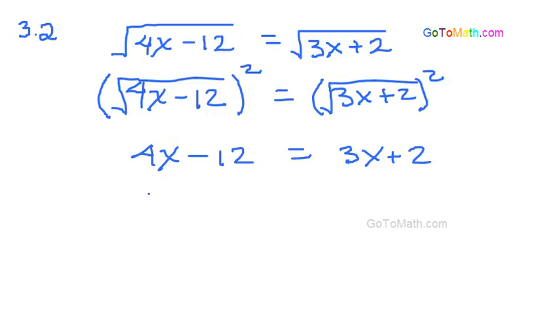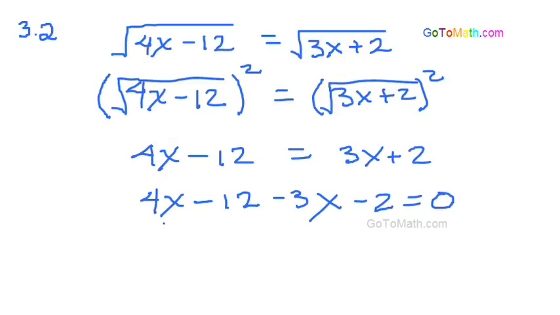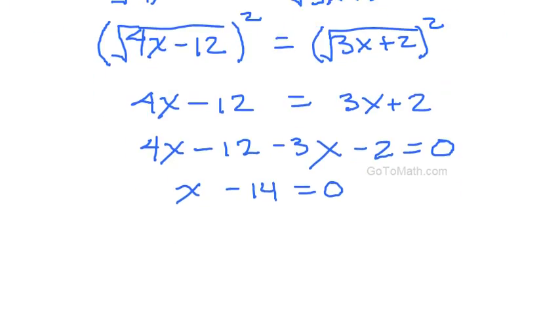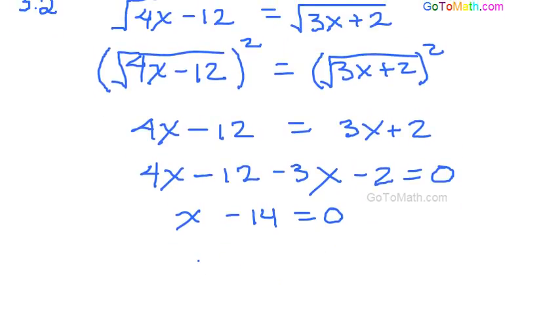We're going to take that 3x over to the left of the equal sign, so that becomes minus 3x. Take the 2 over, minus 2, set all that equal to 0. Now let's collect up some like terms. We got 4x minus 3x, that's just x. Then we got minus 12 minus 2, that's going to be minus 14. I guess we could have done that differently now that I think about it. So we add 14 to both sides, and we end up with x is equal to 14.